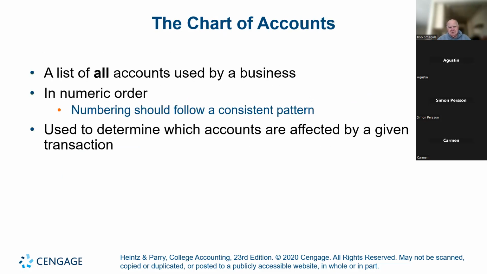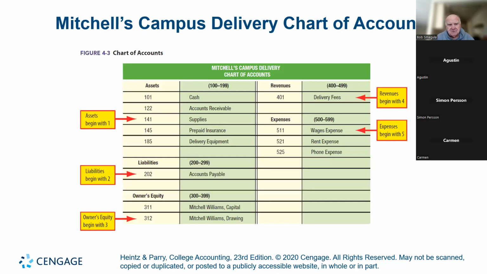Describe the chart of accounts as a means of classifying. The chart of accounts. It's a list of all the folders. Think of these things as folders. It's in numeric order, and it's used to determine which accounts are affected by a given transaction. So here it is. This chart of accounts, like all charts of accounts, goes in the order of assets, liabilities, equity, revenues, expenses. Every account in your chart of accounts is going to have what's called an account number.